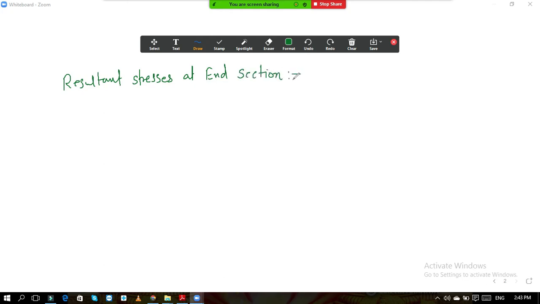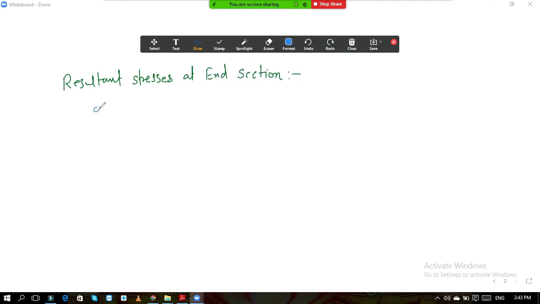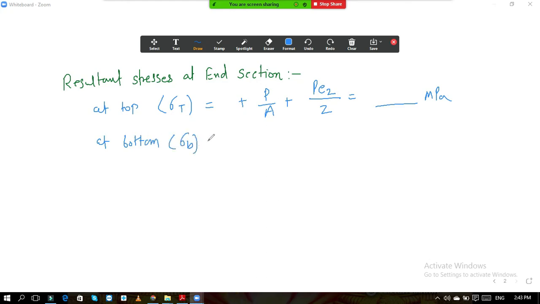So what will be the resultant stresses at end section? Now if you consider at top, sigma t is equal to P by A, which is always plus, P e2 by Z. So you will get the answer. And at bottom, it is sigma b, which is equal to P by A is again plus, here it is minus P e2 by Z.